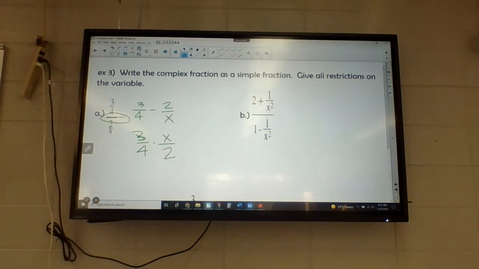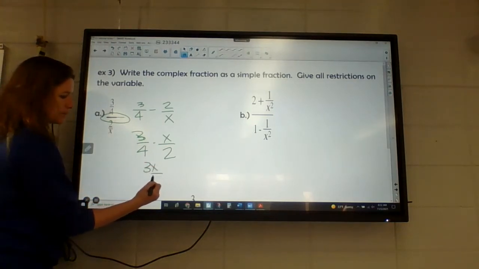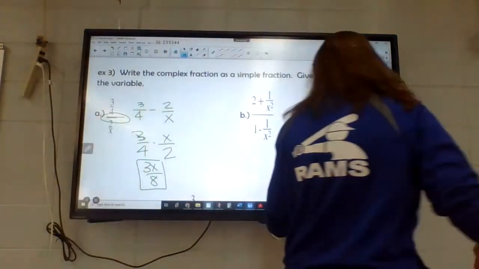So just kind of reminding you guys, those complex fractions, this one's a pretty straightforward one. I don't even think anything cancels, right? So we just end up with 3x over 8. Then it gets evil here.